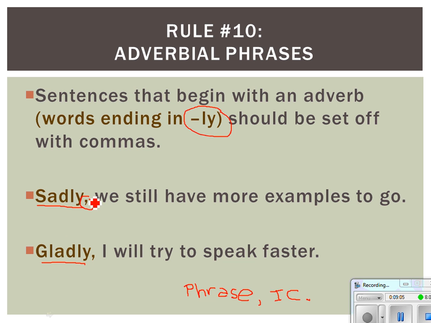So if I say, "Sadly, we still have more examples to go." I know my comma goes here because first I recognize "sadly," but if I go ahead and note my subject and verb, hence noting where my independent clause is, it shows me here's where my clause starts, so my comma goes in the front. Same thing with "Gladly, I will try to speak faster." I is my subject, will try is my verb, so that's where my independent clause begins, and I always get a comma after my introducer before my clause.